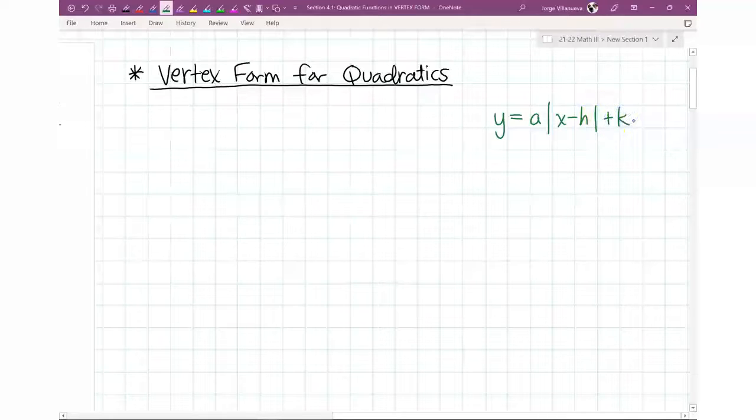When we were graphing absolute value equations, right? And they look like the letter V, right? We used that formula, okay, way back then. So now we're actually going to use a formula that looks like this. y equals a times (x minus h) squared plus k.